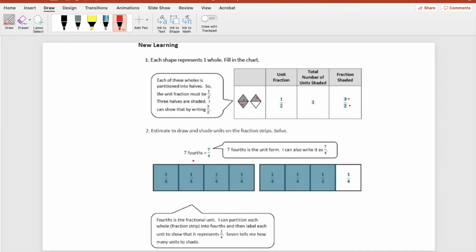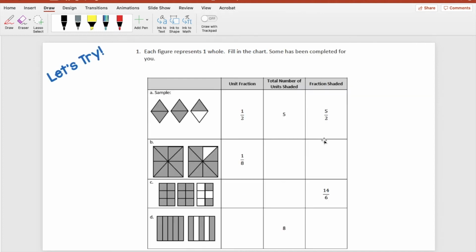For this one, they drew 7/4. So we have 1 whole, 4/4, and 3 more fourths. This is written in unit form and as a fraction. So let's take a look at what we're doing today. Let's try it. It says each figure represents one whole. Fill in the chart. Some has been completed for you.